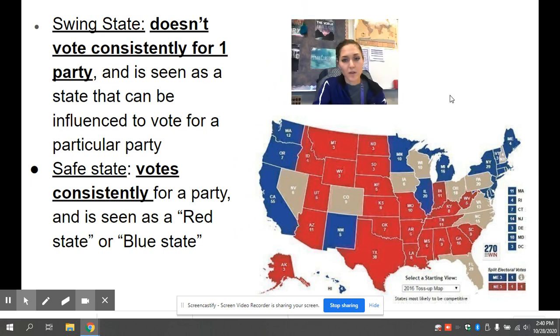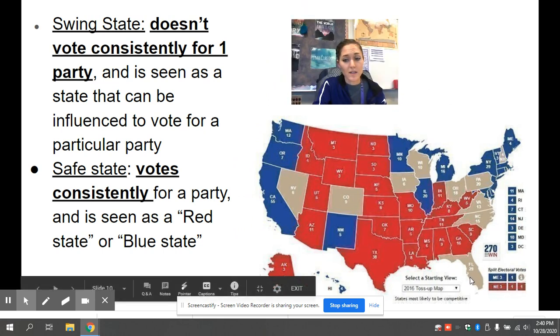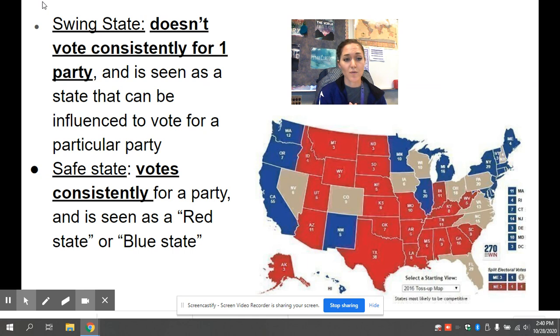You might notice in our current election that the candidates are visiting some states a lot more than other states. They're going to visit the swing states more, and here's why. Swing states don't vote consistently for one party. So they might have voted Democrat in the last election and Republican for the one before that, and then they kind of go back and forth between Democratic and Republican. So the political parties are like, I think we can influence that state to swing our way on this election to vote for us. Safe states tend not to be visited by those candidates during an election as much because they tend to vote consistently.